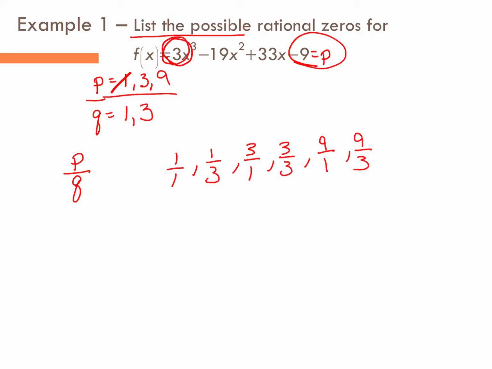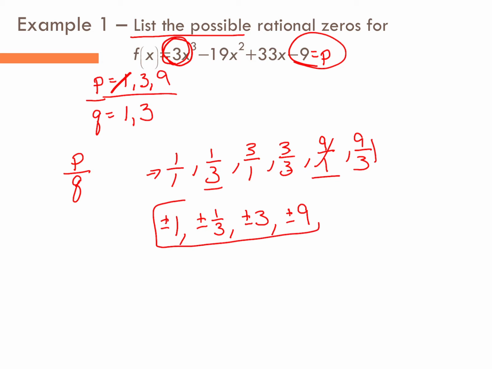So now I'm doing a lot of work to get our answer. You'll be able to hopefully simplify this. So 1 divided by 1 right here is 1, and you have to put plus or minus in front of it. 1/3 I can't do anything with, 1/3. 3 divided by 1 is just 3, so plus or minus 3. 3 divided by 3 is 1. Well, I already wrote 1, so I'm not going to write it again. 9 divided by 1 is plus or minus 9. 9 divided by 3, I already wrote it, so I'm not going to write it again. So here are my possible zeros.